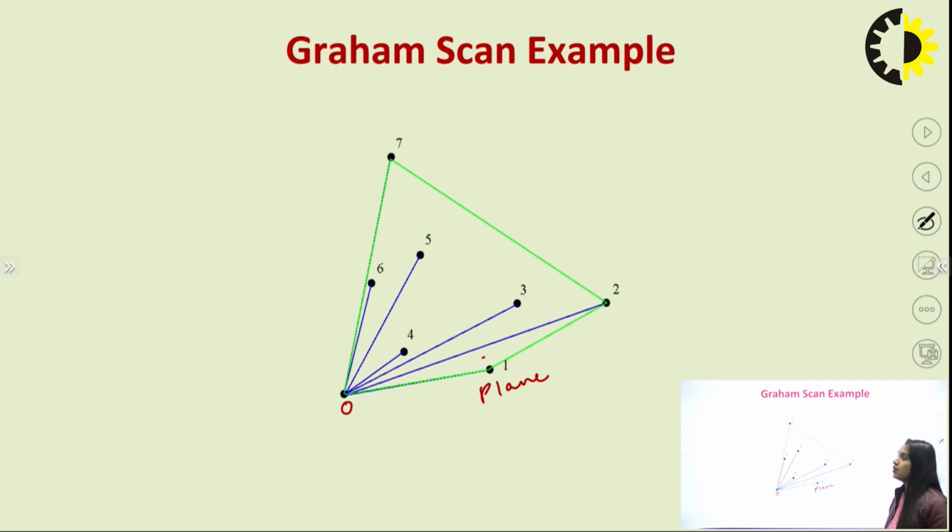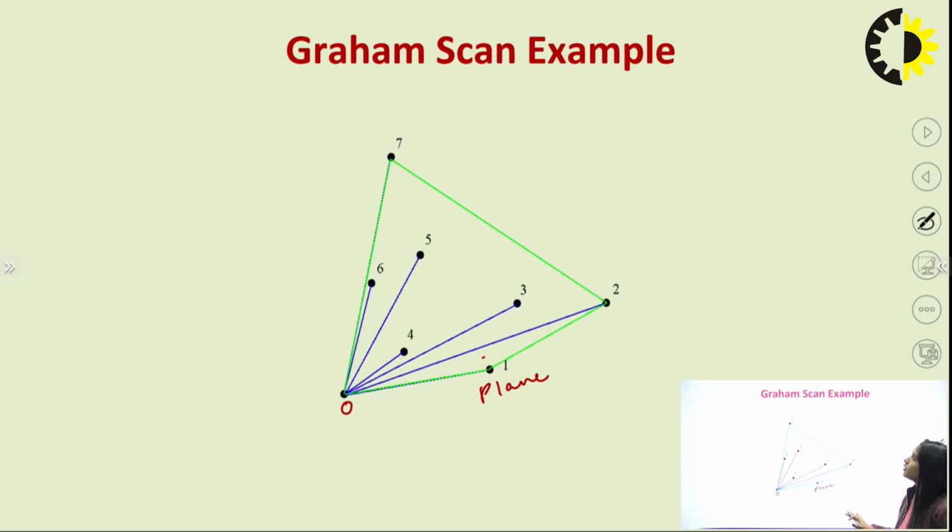This is the algorithm, the Graham-Scan algorithm, through which we can find out the convex hull, in which we find out the polygon and all the points within that polygon.